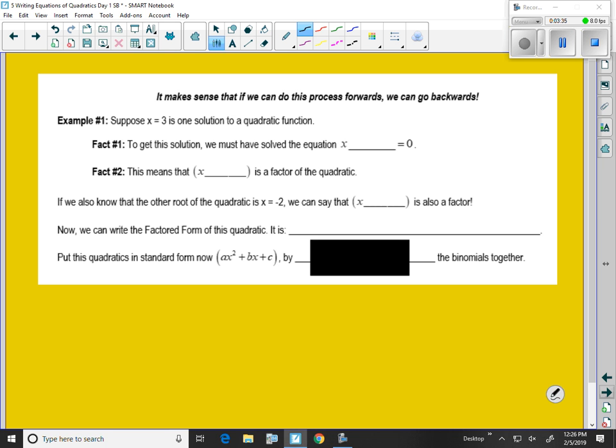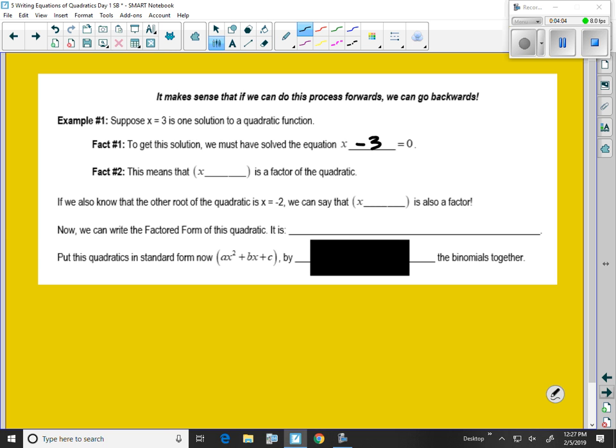Okay, example 1. Suppose x equals 3 is a solution. We've talked about the difference between solution and factor. Solution is x equals, factor is parentheses. But suppose x equals 3 is a solution to your function. To get the solution, what equation did we solve? Gavin? X minus 3.